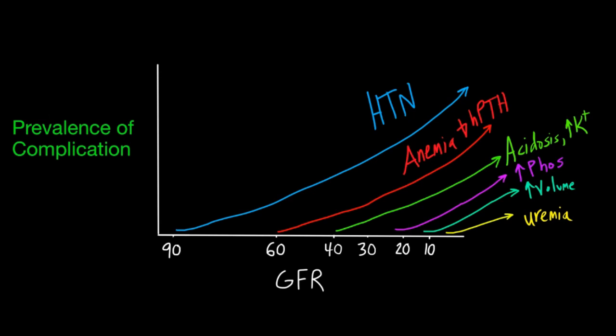It's important to note that hypertension is quite prevalent, even at higher GFRs, and obviously increases as the GFR declines. The next complications, anemia of CKD and hyperparathyroidism, start to become more prevalent once the GFR gets below 60 and increase as it declines. Metabolic acidosis, as well as hyperkalemia, start to develop once the GFR is below 40 or so. Hyperphosphatemia can start to develop once the GFR is below 35, hitting 20 or so, and then it can increase in frequency.